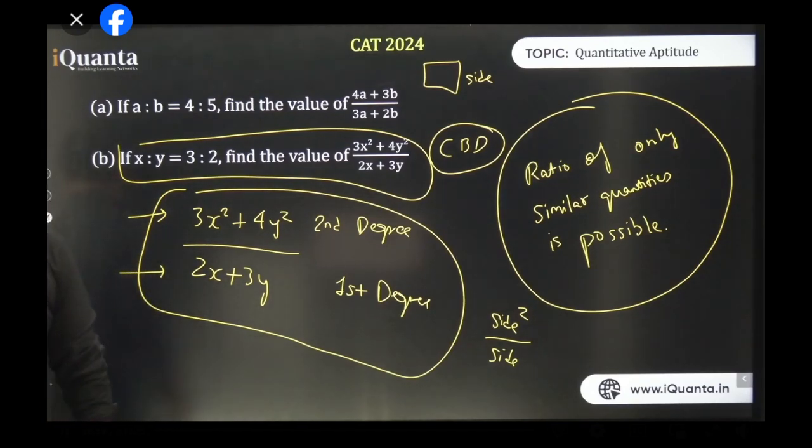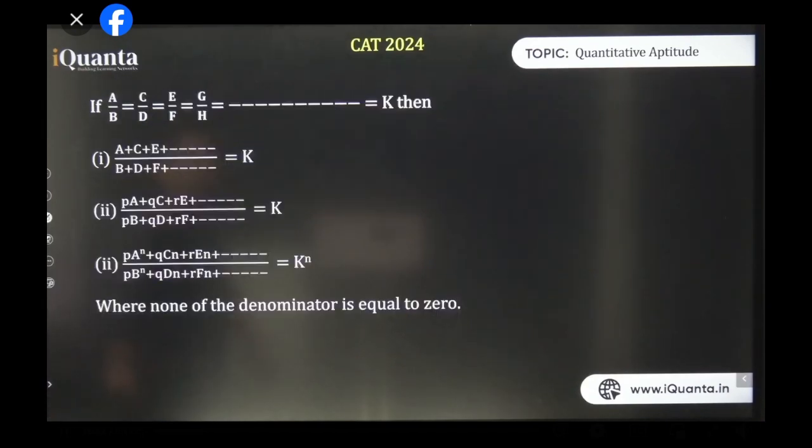Perfect. Now you'll never forget. Numerator has an x square, Aryan. That's why you cannot find it, right? Now it's clear to all of you. Perfect. Coming to next one.